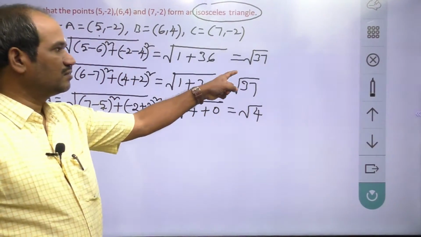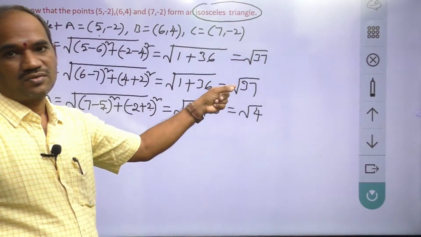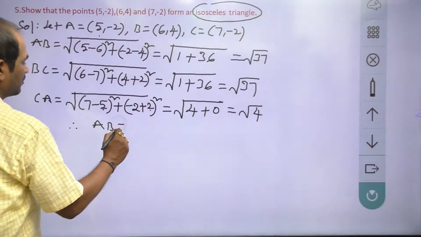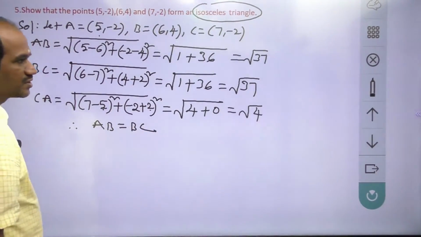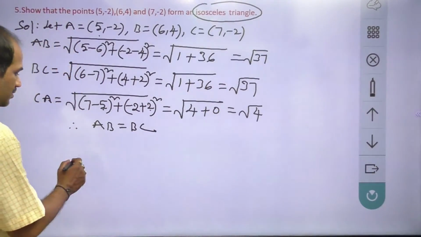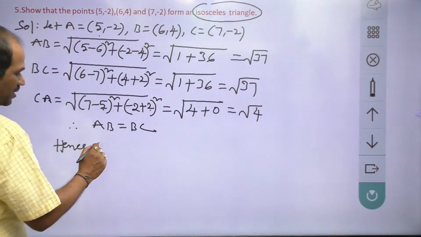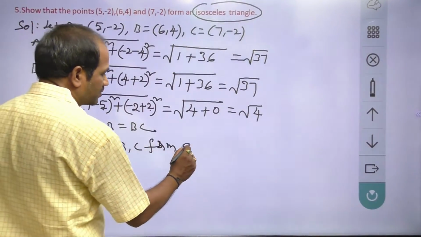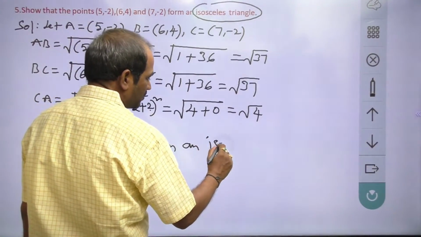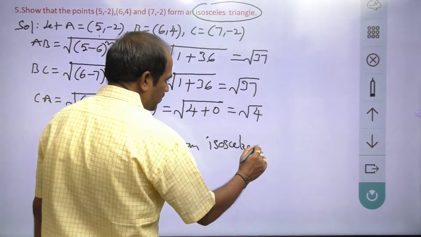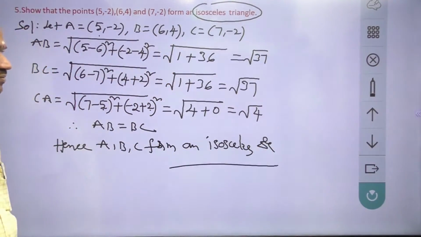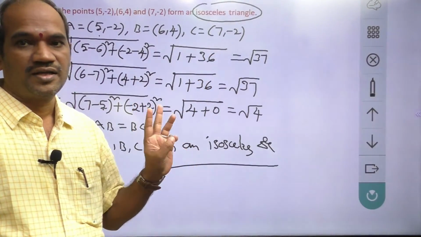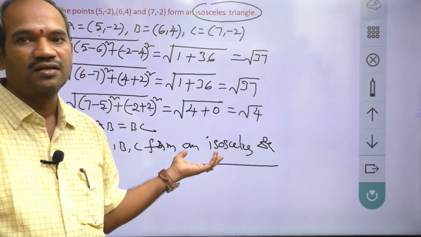Now see here, the lengths of these two sides are equal, root of 37, root of 37. So AB is equal to BC, the lengths of these two sides are equal. Hence A, B, C form an isosceles triangle. So these are easy problems. All problems have the same procedure: first we calculate AB, BC, CA, next check the conditions.